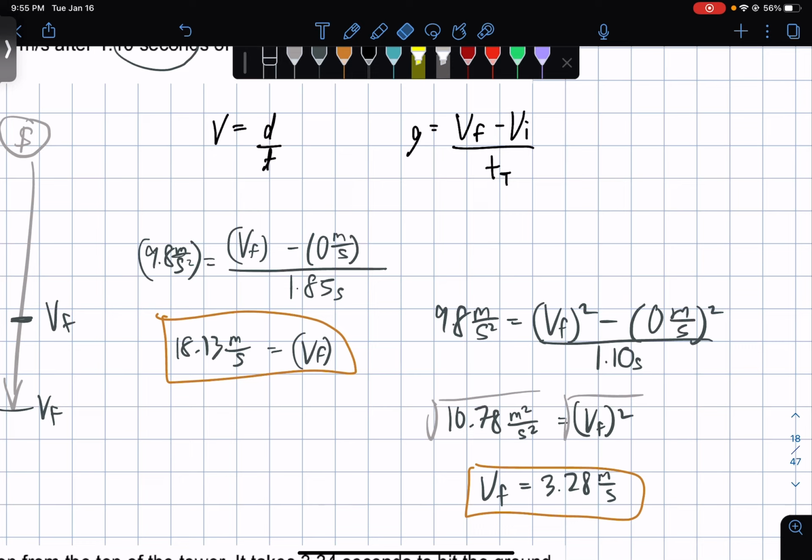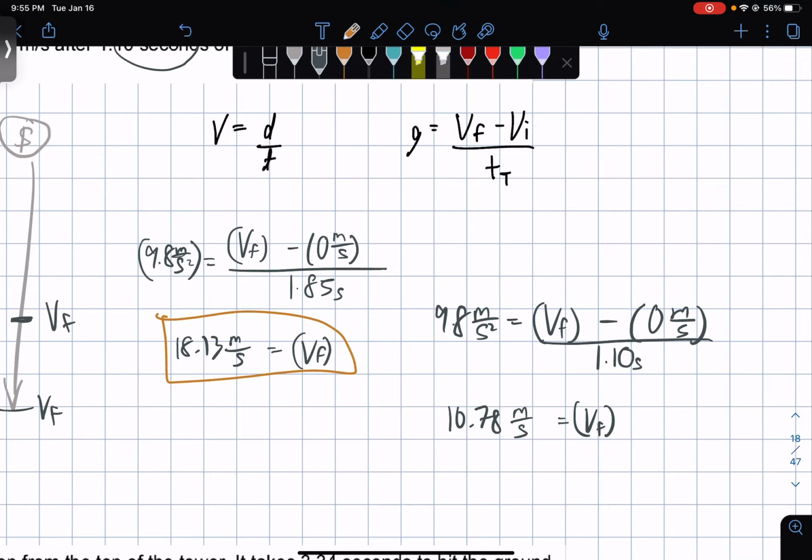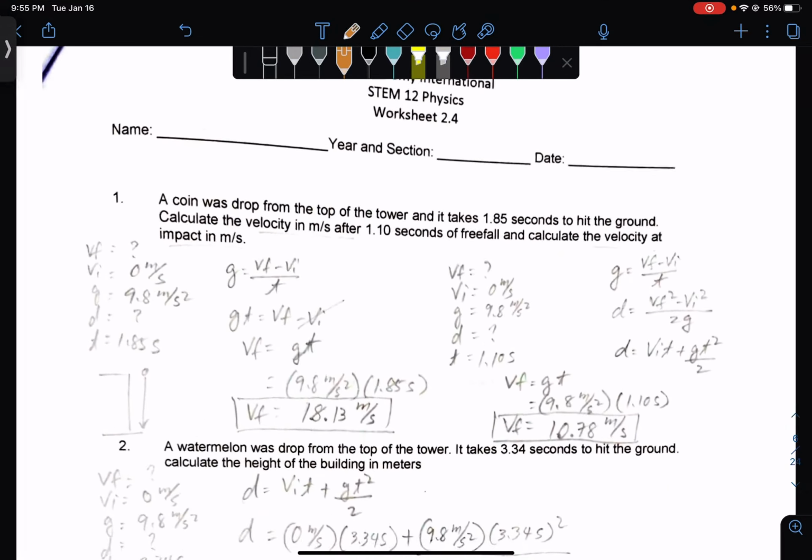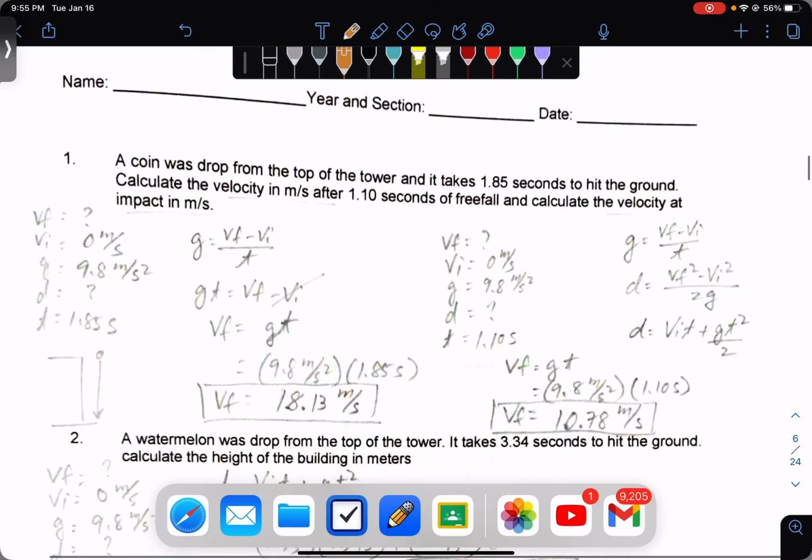And what's the other one? Remove the raised to 2. 9.8 times 1.1 is going to be 10.78 meters per second. I believe that's the final answer already. Yes. Okay, problem solved.